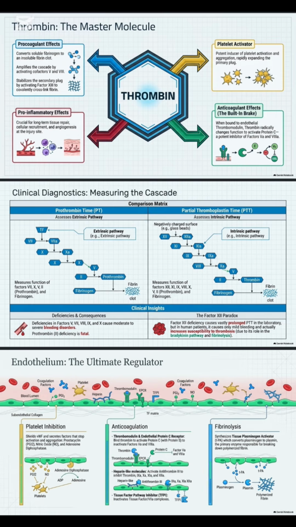Now, when this thrombin binds to thrombomodulin, instead of being procoagulant, it changes its job. It is now anticoagulant, as it activates protein C, which is there to inhibit factors that promote coagulation. Okay, so we're back to the cascade you guys know, the extrinsic and intrinsic pathway.